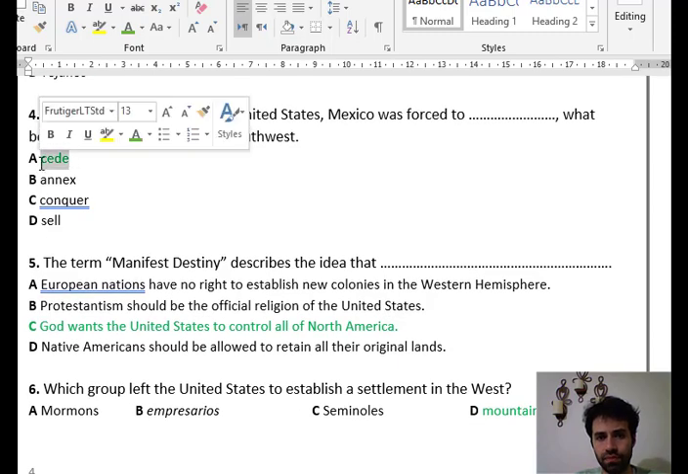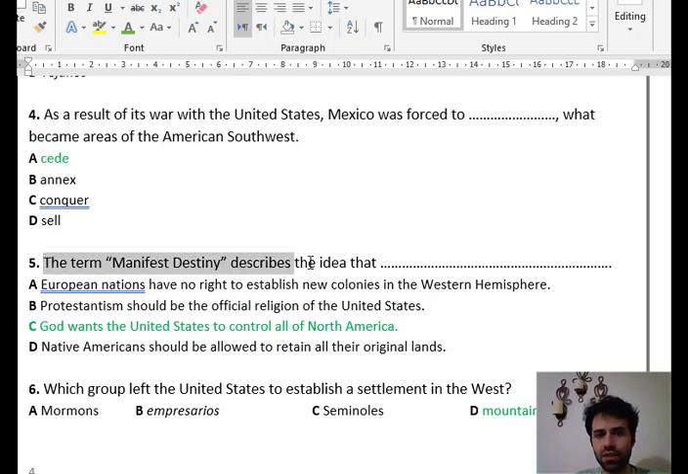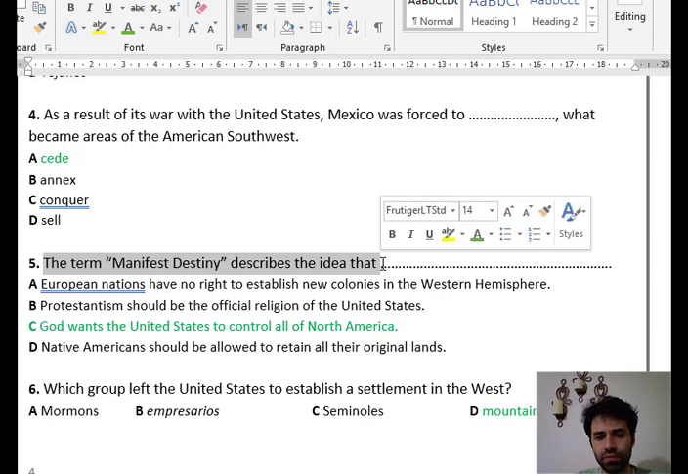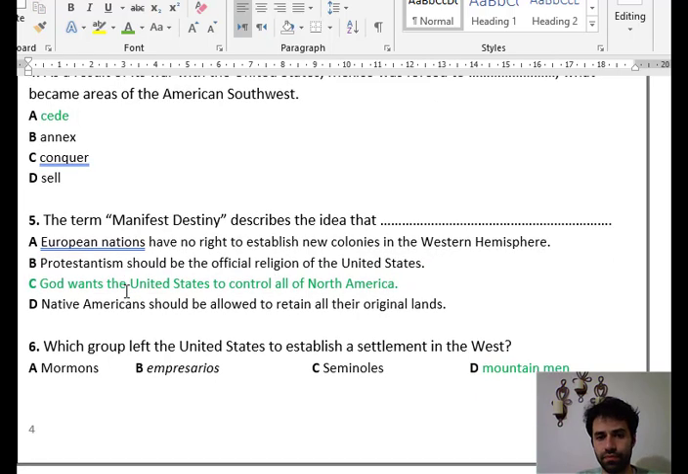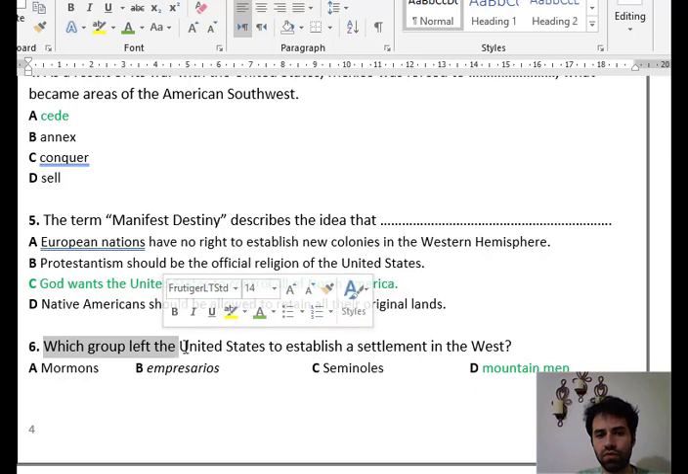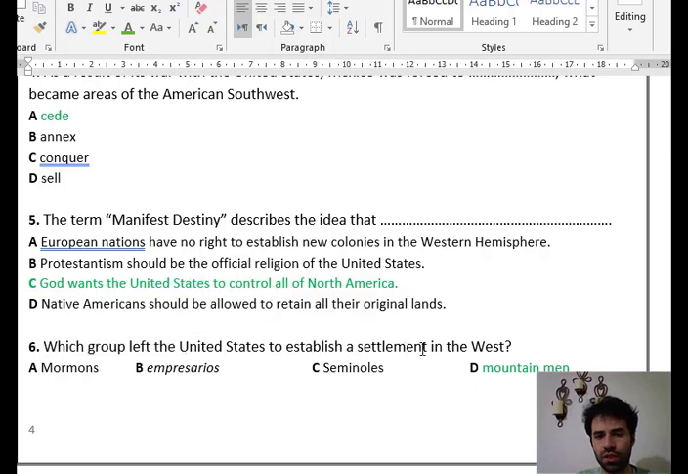It's to cede. And the term manifest destiny describes the idea that God wants the United States to control all of North America. Number 6 and the last question. Which group left the United States to establish a settlement in the West? The group called Mountain Men was the group that left America to start a settlement in the West.